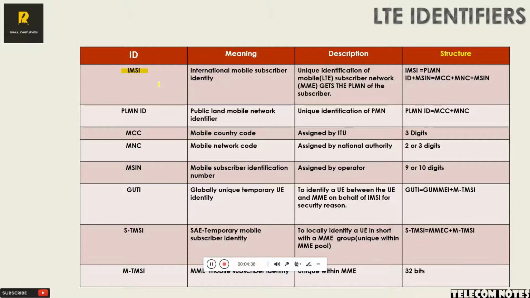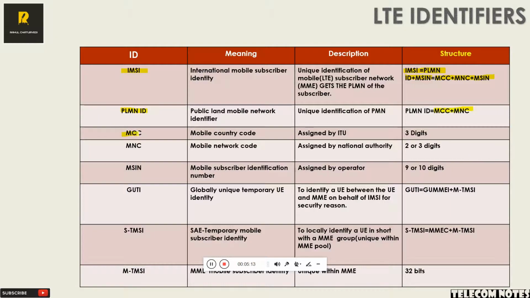It gets the PLMN of the subscriber. IMSI is the PLMN ID plus MSIN, which is the combination of MCC, that is the country code, MNC, that's the network code, and MSIN. Coming to the PLMN ID now. PLMN ID is Public Land Mobile Network Identifier, having the unique identification of PLMN, and the PLMN ID is the combination of MCC and MNC.